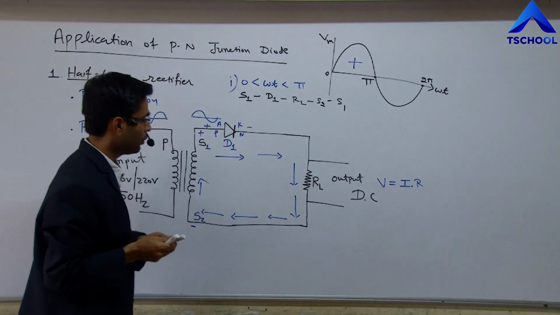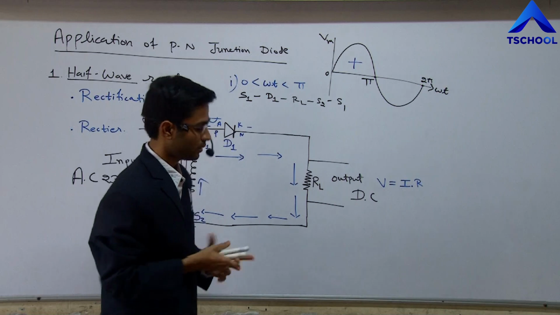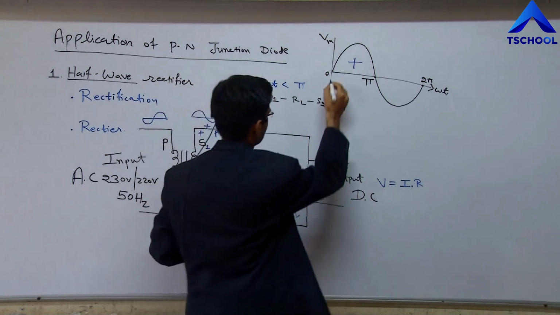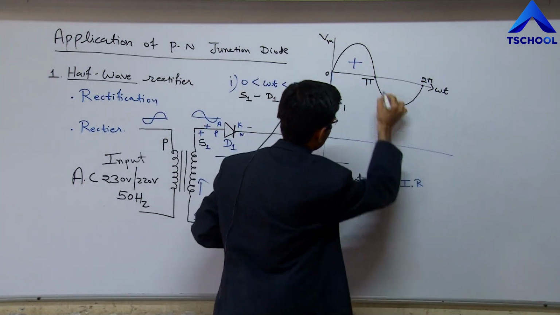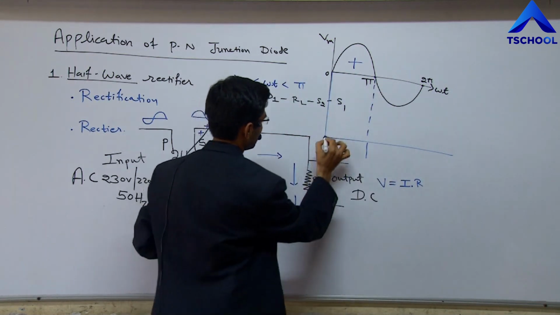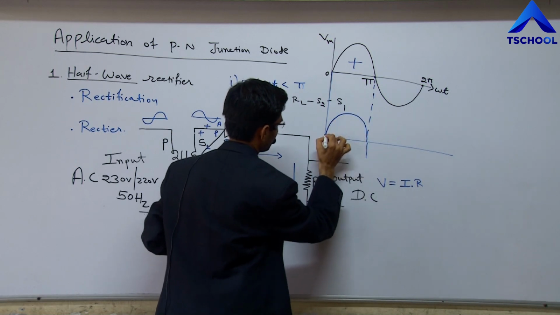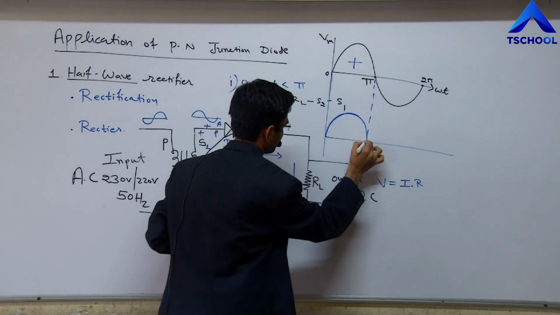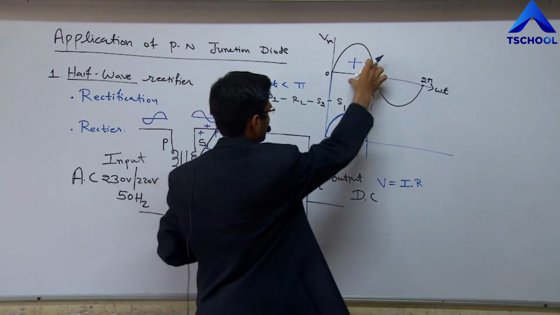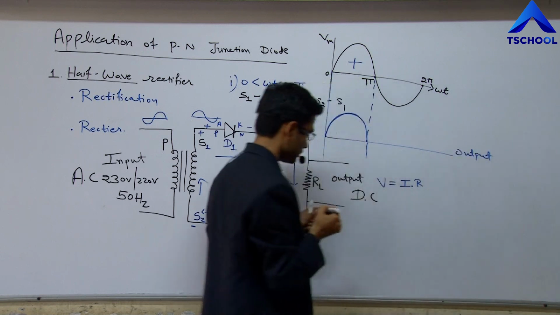Now the output of this input: draw the output during the first half cycle. The bulb will glow, so here the output is positive. Input and output.